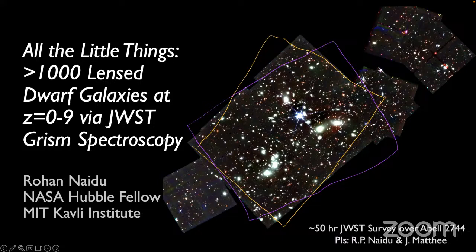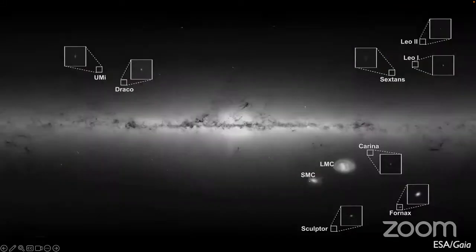So in this talk today, I want to tell you about all the little things. It's going to be a talk about dwarf galaxies. They're going to be lensed, and this is the last talk of a very long day. So it's going to be lots of data and just huge images to stare at. So let's start off with the first one of them.